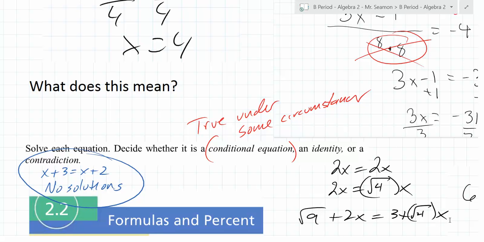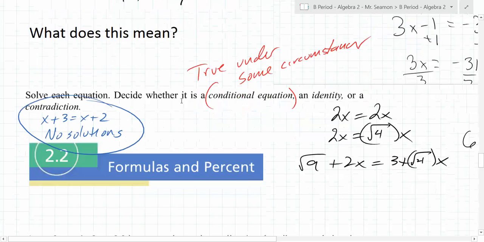So sometimes means conditional is sometimes true. Contradiction means never true. And identity means always true, no matter what you plug in. So if you're cruising around on an equation and you end up with 6 equals 9, sometimes that's going to mean you made a mistake. But sometimes it's also going to mean it's a, what kind of equation? Contradiction. 6 equals 9 is not true, so it's going to be a contradiction.